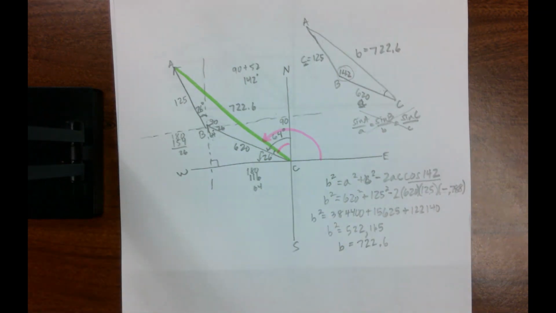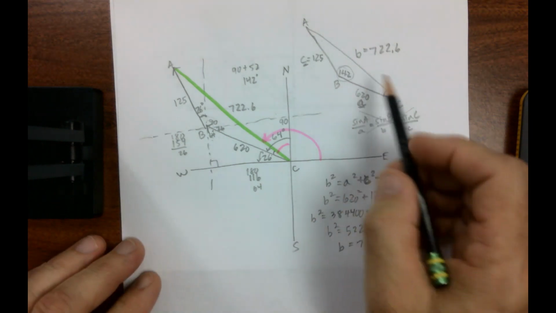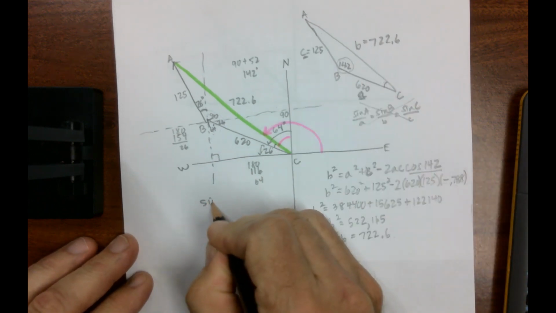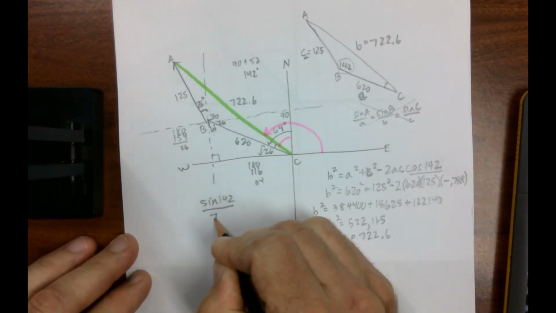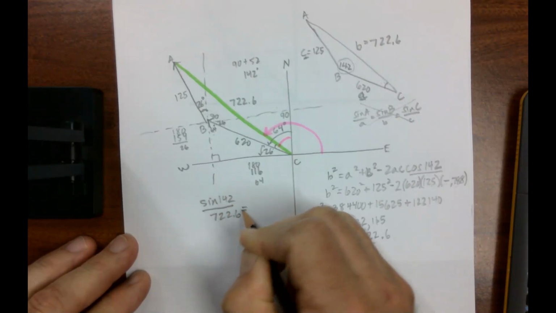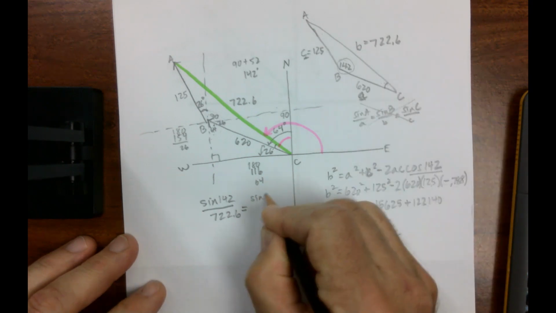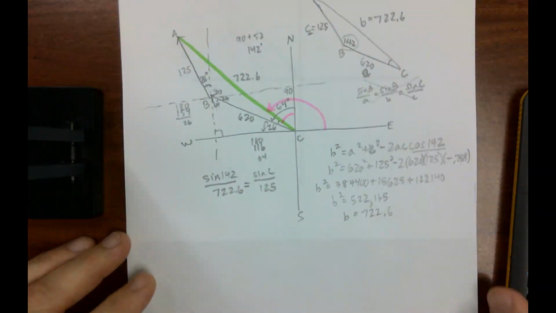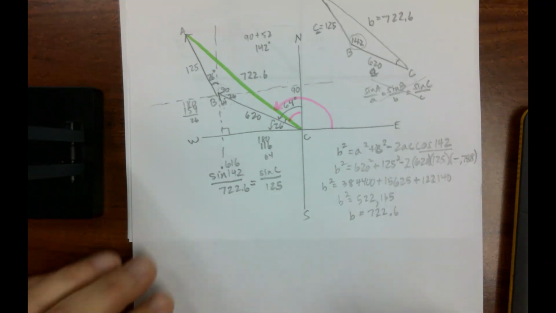Let me pause that a second. Okay, now that we have those numbers, now we're set to go to find angle C here, because we can go sine of angle B, 142, all over side B. And we can pick, we'll go with angle C because we need that, sine of angle C all over side C. Now, let's crank out some numbers.